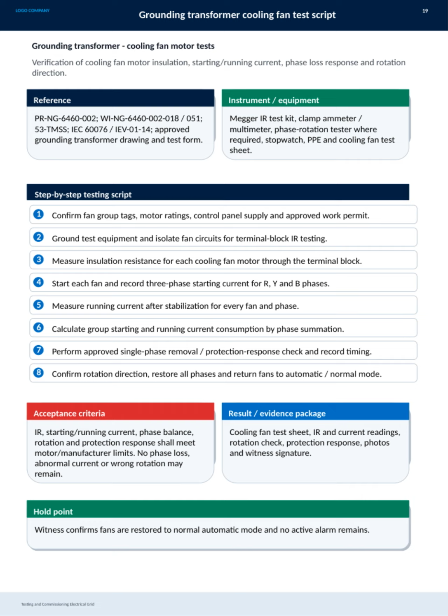Next, we carry out a single-phase loss protection check and record the response time. Finally, we confirm the rotation direction before restoring all phases and returning fans to automatic mode. Throughout, acceptance criteria require insulation resistance, current balance, rotation, and protection responses to meet manufacturer specifications, with no phase loss or abnormal currents allowed. All results, including test sheets, readings, rotation checks, and witness signatures, form the documented evidence package.